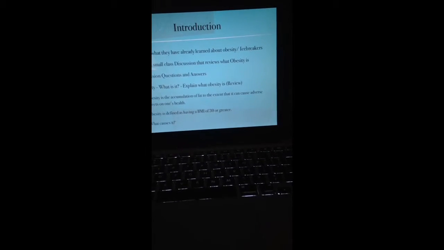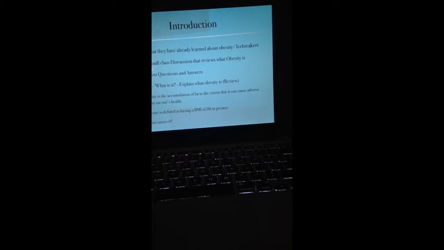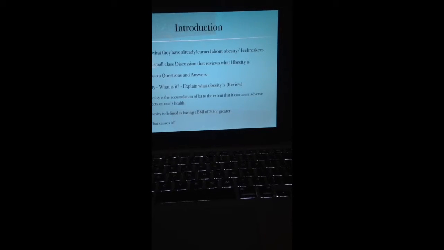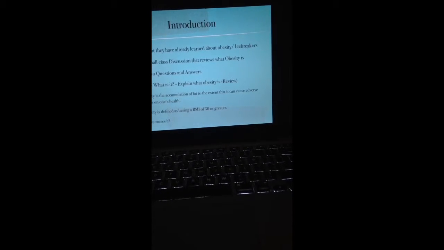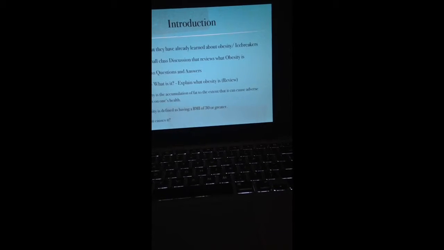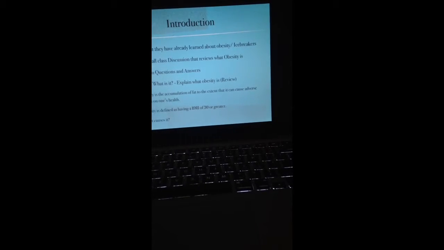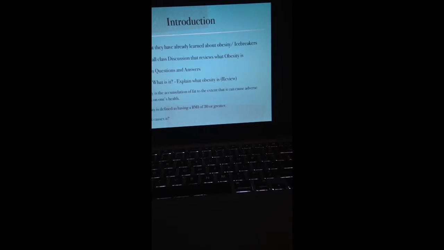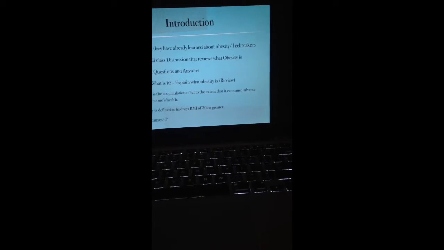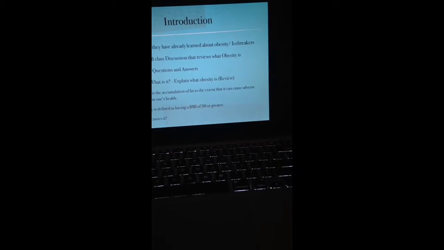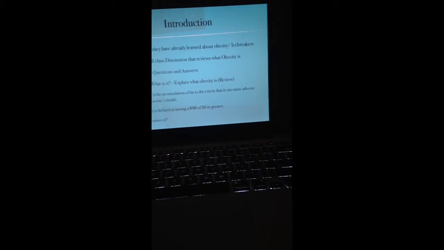Obesity is defined as having a BMI of 30 or greater. So there's a difference between obesity and overweight. With obesity the BMI is higher, so you're larger, and underweight is smaller. And then it goes from obesity to severely obese to morbidly obese.